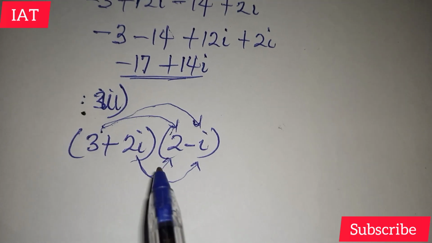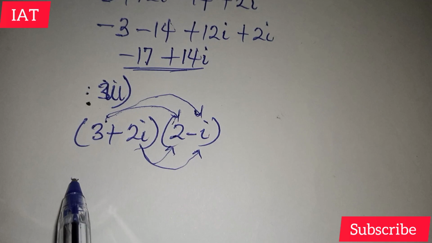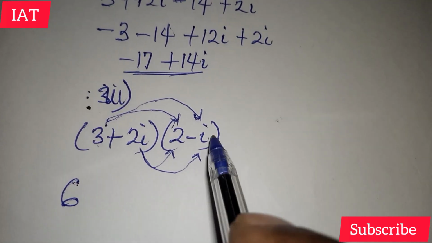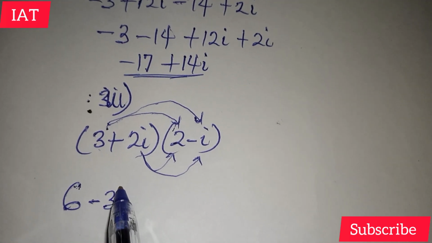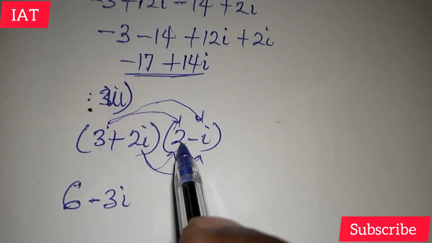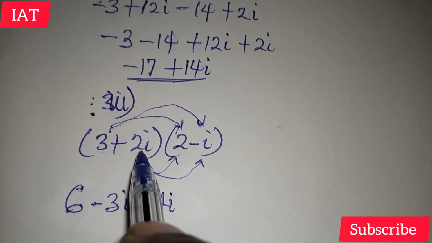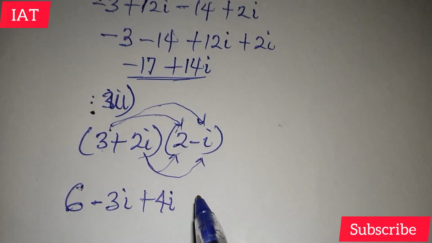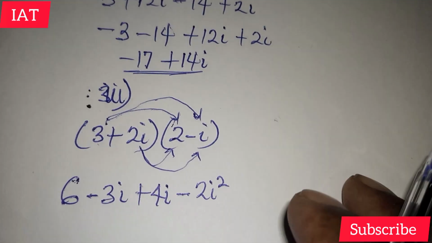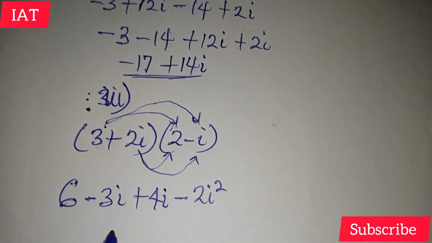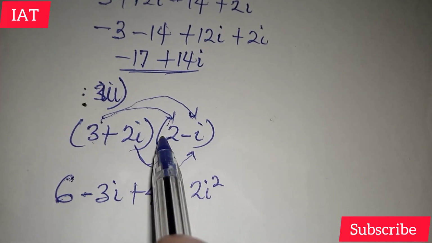So I can do this in two ways. The first way is using 3 to multiply by 2, and 3 times 2 will be 6. Again, 3 times minus i will be minus 3i. And 2i multiplied by 2 will give us 4i. Then 2i multiplied by minus i will give minus 2i squared. You can expand it like this, or you can as well break it down in this form.